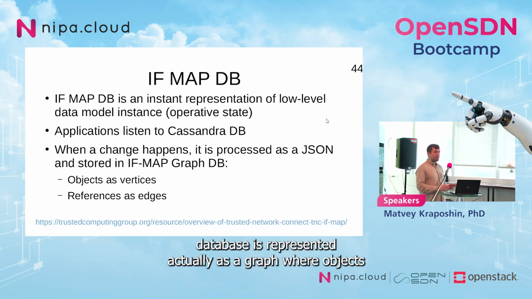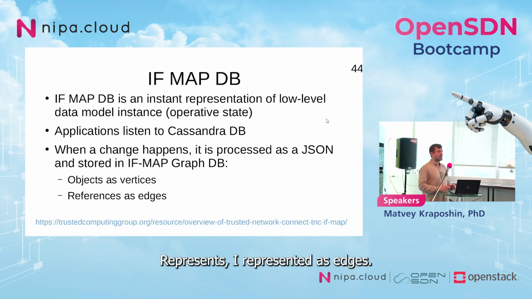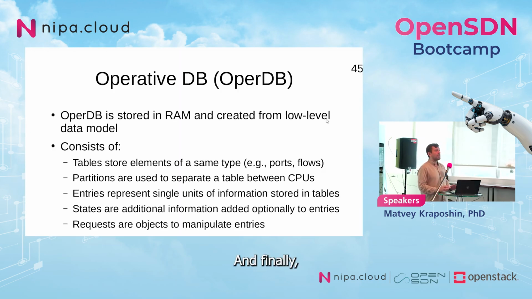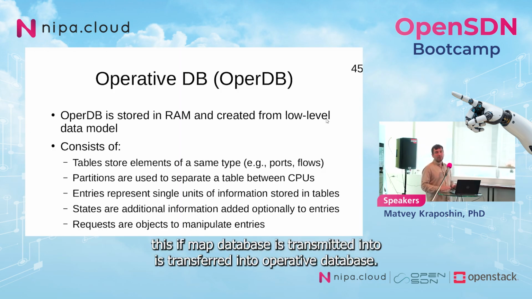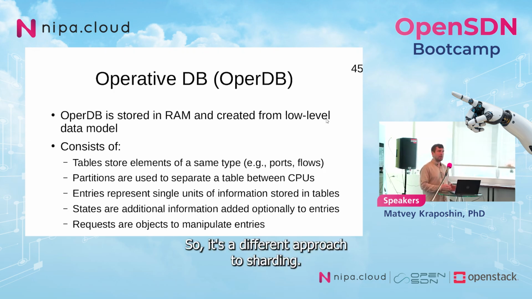And this ifmap database is represented actually as a graph where objects correspond to entities of virtual networks, and references between these objects are represented as edges. And finally, this ifmap database is transferred into the operative database, which consists of tables. Tables are partitioned along CPU cores. So it's a different approach to sharding.